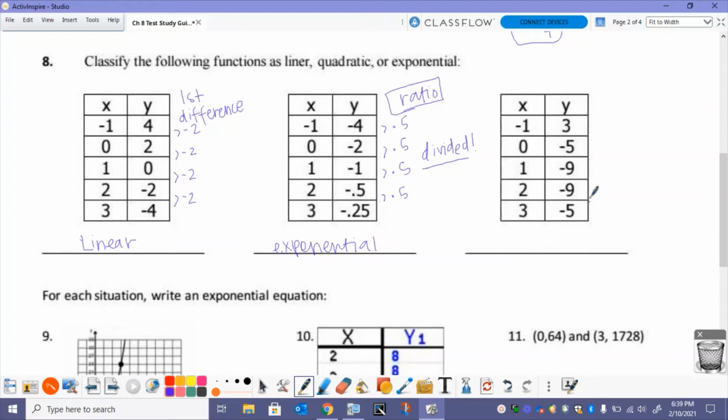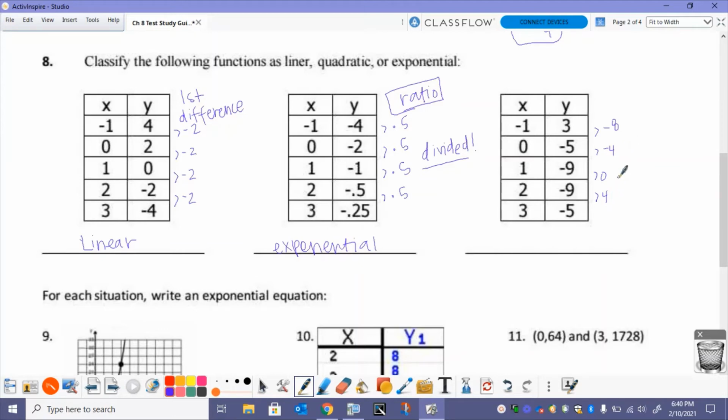Okay, last one. 3, negative 5, negative 9, negative 9, negative 5. Well, that one could kind of be anything, so let's just try subtracting. So negative 5 minus 3 is negative 8. Negative 9 minus negative 5, that's negative 9 plus 5, which gives us negative 4. Negative 9 minus negative 9, that's negative 9 plus 9, so that gives us 0. Then negative 5 minus negative 9, that's negative 5 plus 9, which gives us 4. So they're not the same, but it could be quadratic, meaning we find the same number on the second difference. So keep going.